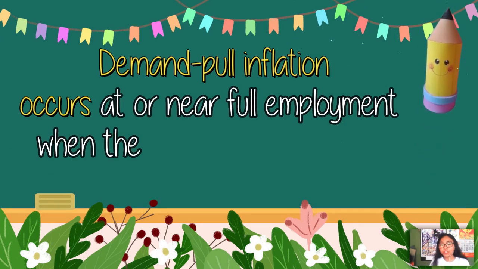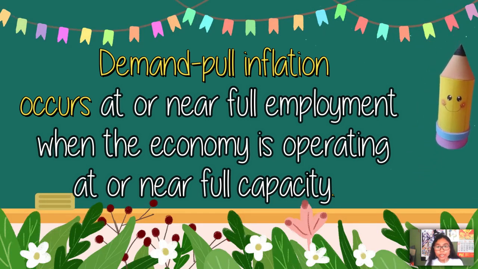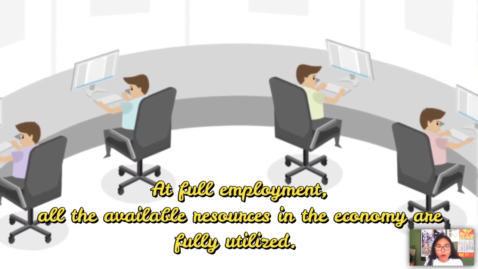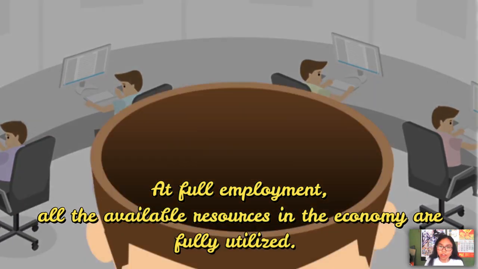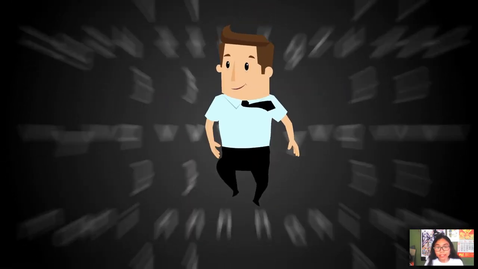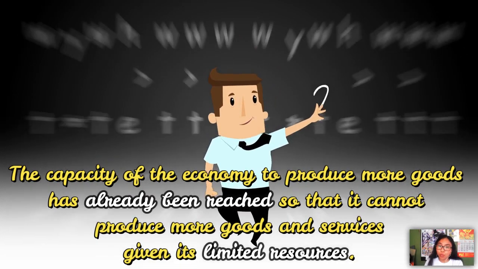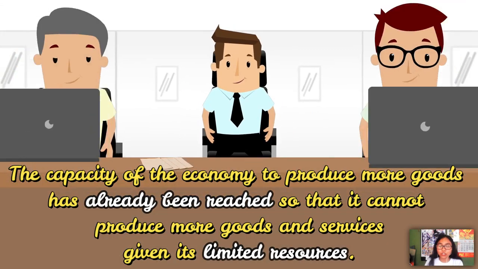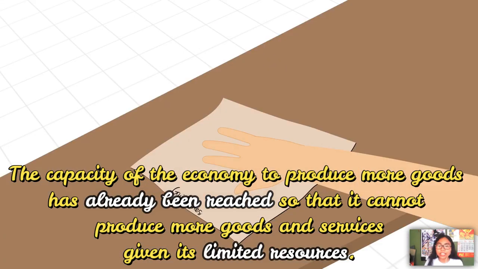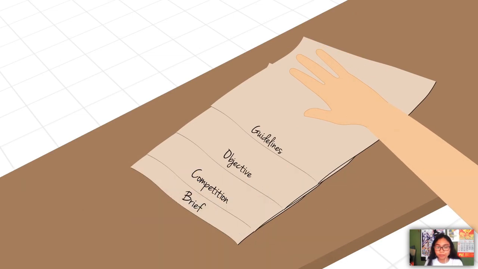Demand pull inflation occurs at or near full employment, when the economy is operating at or near full capacity. Remember that at full employment, all the available resources in the economy are fully utilized. Therefore, the capacity of the economy to produce more goods has already been reached, so it cannot produce more goods and services given its limited resources.